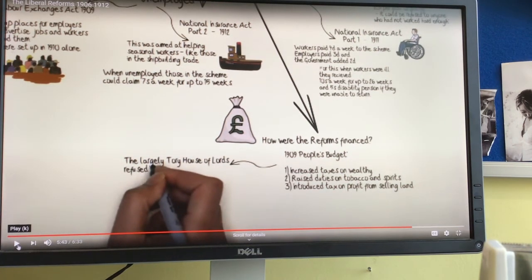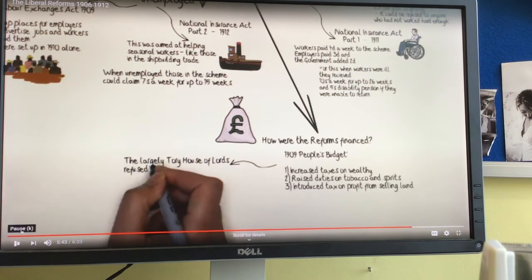The People's Budget is key, because obviously if he's got this budget, he then has ideas underneath: okay, if I tax the rich more, I'll get more money to pay for all this. If I get higher taxes on imports coming in from the Caribbean, like tobacco and spirits from where they're being grown, I'll get more money for this. If I introduce more tax on profit from selling land for rich landowners, I'll get more money for this. So he's taxing the rich to pay for the majority of the population, which is interesting.